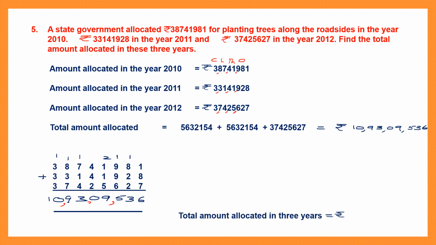Let's write the amount once more. That is 10 crore 93 lakh 9,536. Okay, let's read that again. 10 crore 93 lakh 9,536.